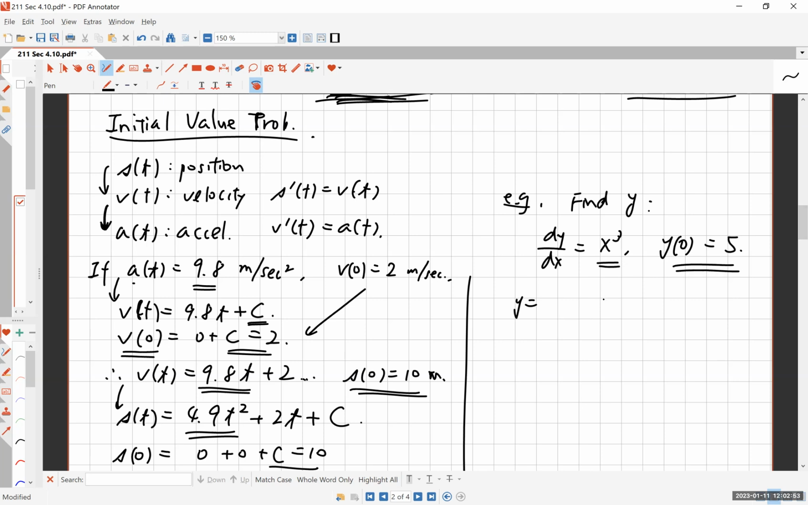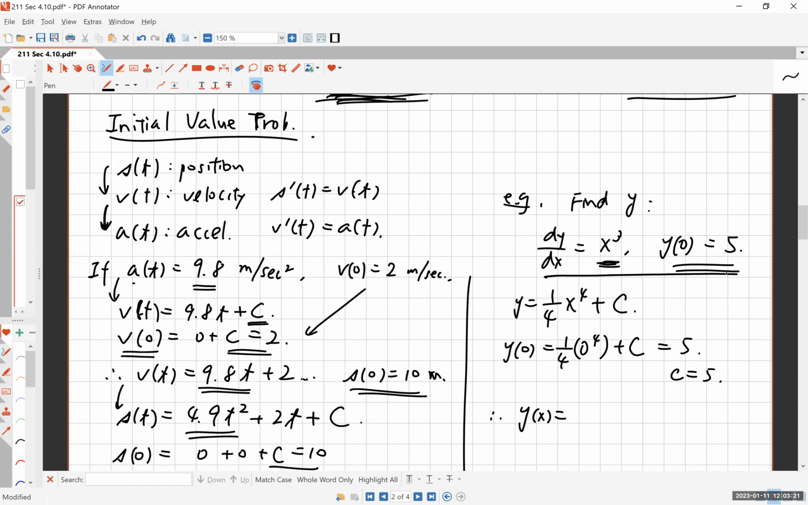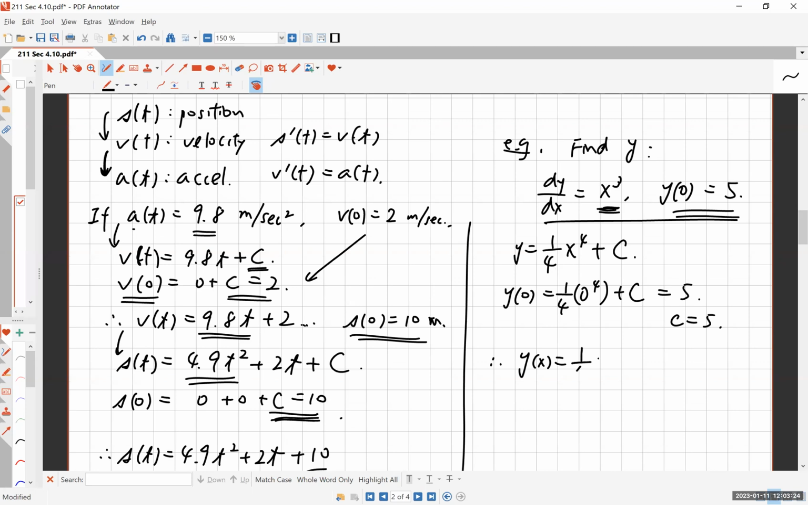So what kind of a function has the derivative x cubed? Well, clearly that's x to the 4th. Well, not really. It's 1 over 4 times x to the 4th plus some constant, okay? But we are told that y of 0 is 5. So that means c must be equal to 5. And therefore, now we have a unique function that satisfies both of these conditions, which is 1/4 x to the 4th plus 5. Okay, check it out. This is the only function whose derivative is x cubed and the initial value is 5.